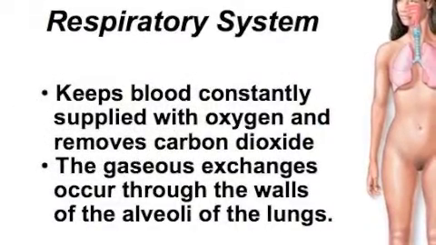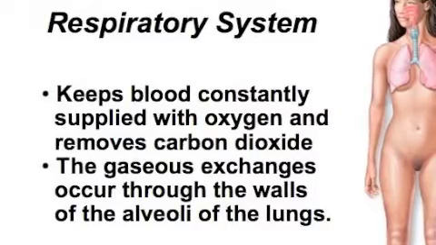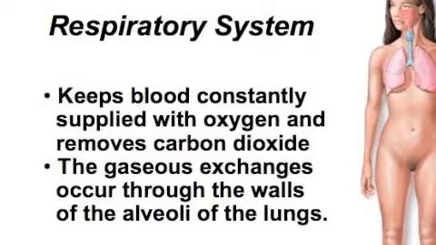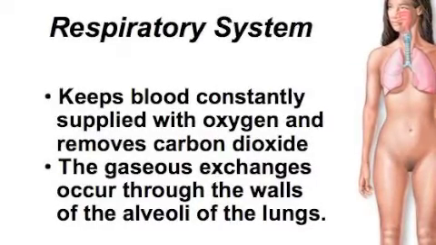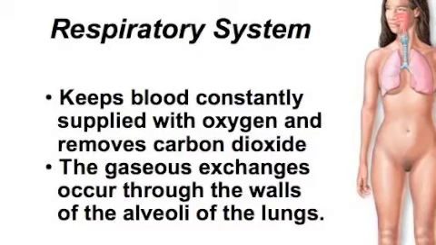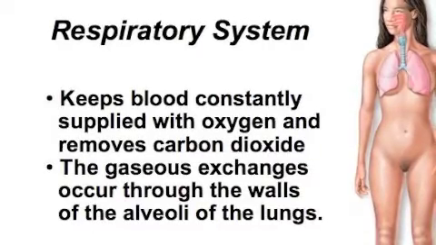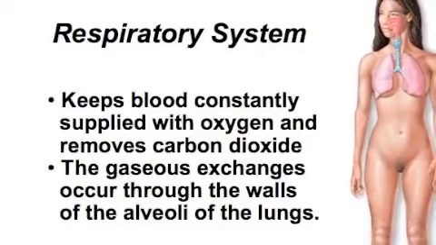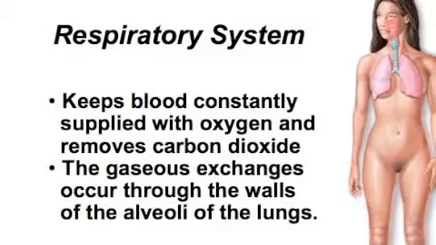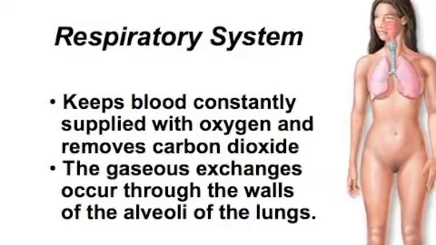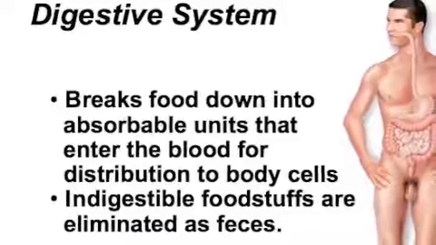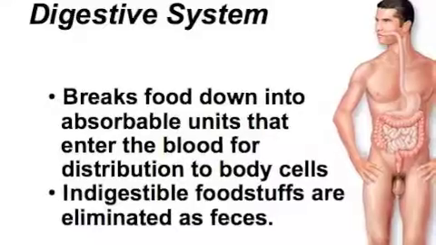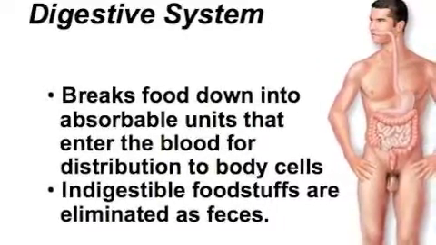The next system is the respiratory system. Our lungs keep our blood constantly supplied with oxygen and remove carbon dioxide. These are gases, and the lungs are to do with exchange of gases. It does that in very small air sacs we call alveoli, and the cell membranes of those are attached to blood vessels, and the gas just passes straight through.